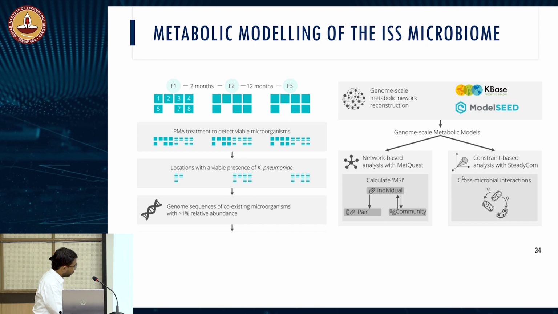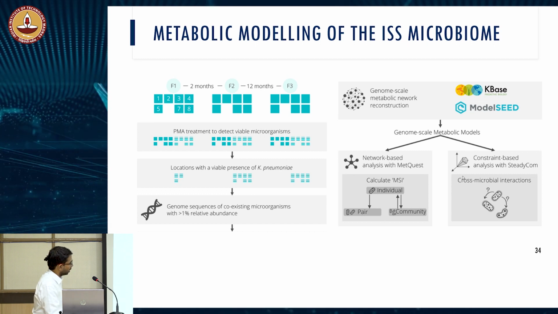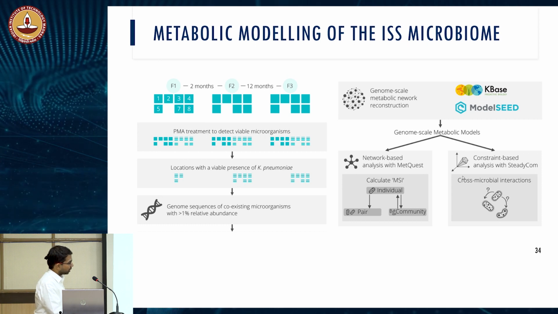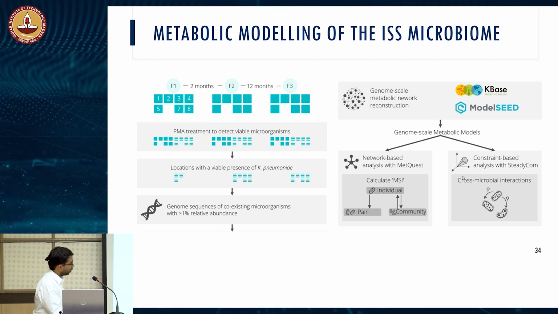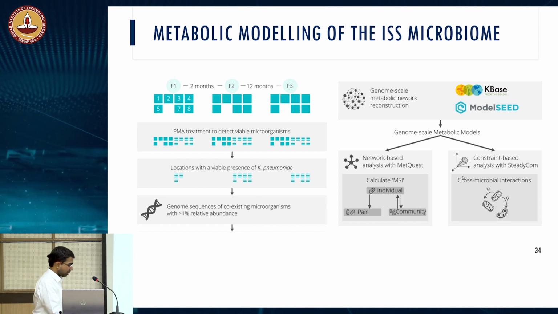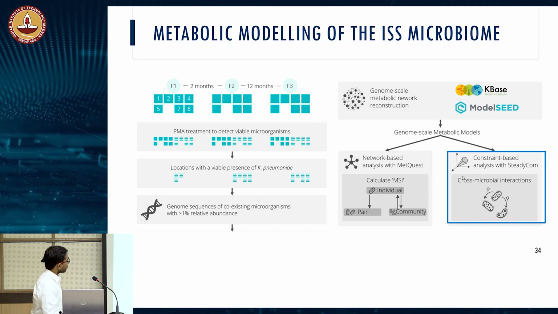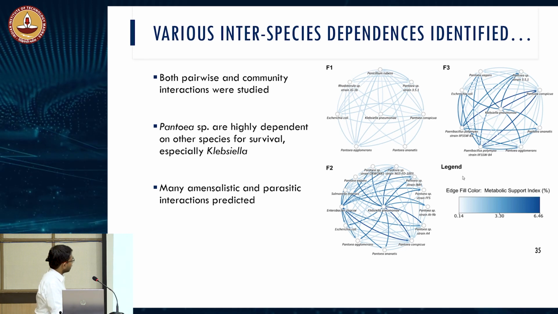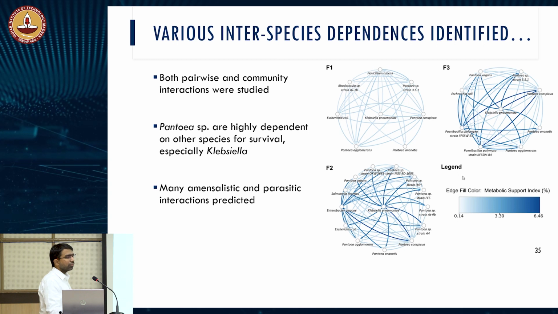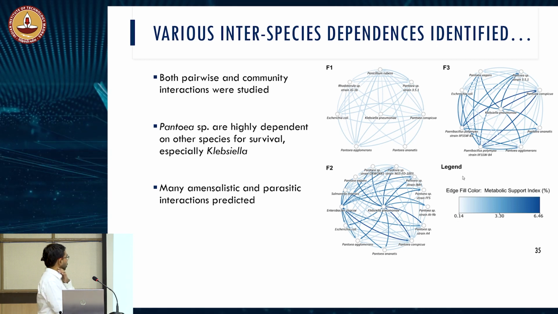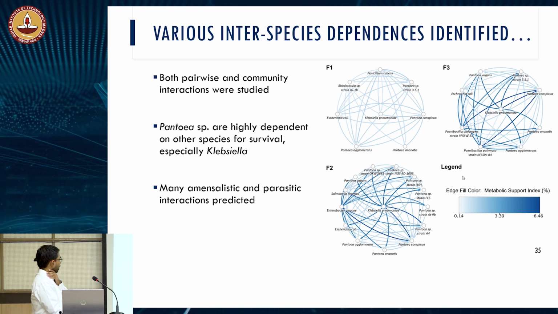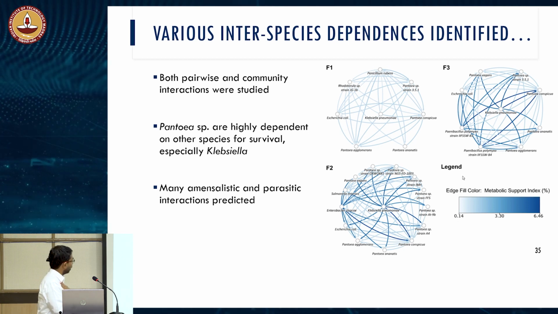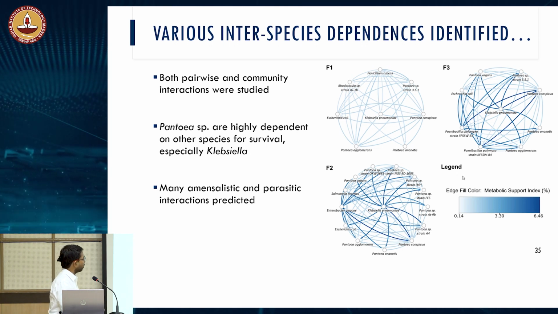So we again performed this network-based analysis using our MedQuest approach, and also another methodology known as SteadyCom to understand what kind of parasitic interactions and things like that there are. So we studied both pairwise and community interactions, and we found very specific interactions between various microbes. So that is Klebsiella, which is a pathogen, but it supports other organisms called Pantavia and so on. And we found that there are many amensalistic and parasitic interactions.